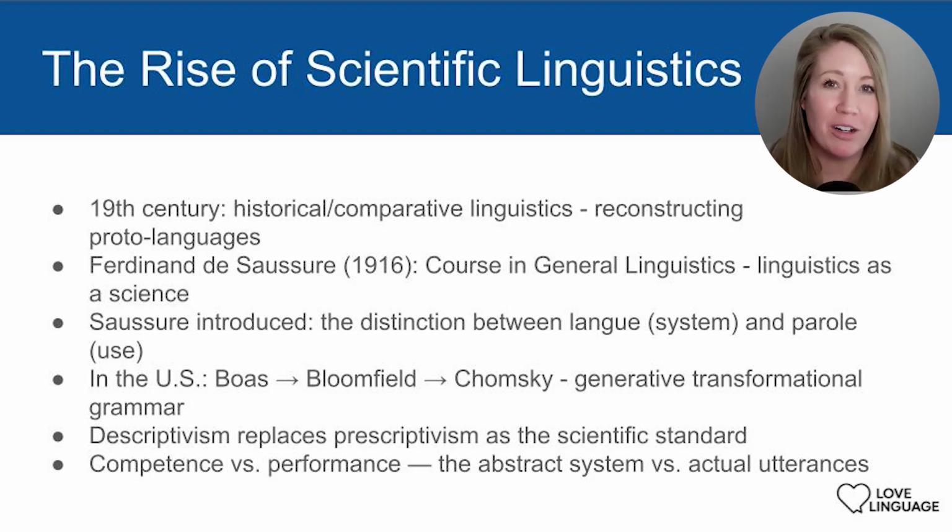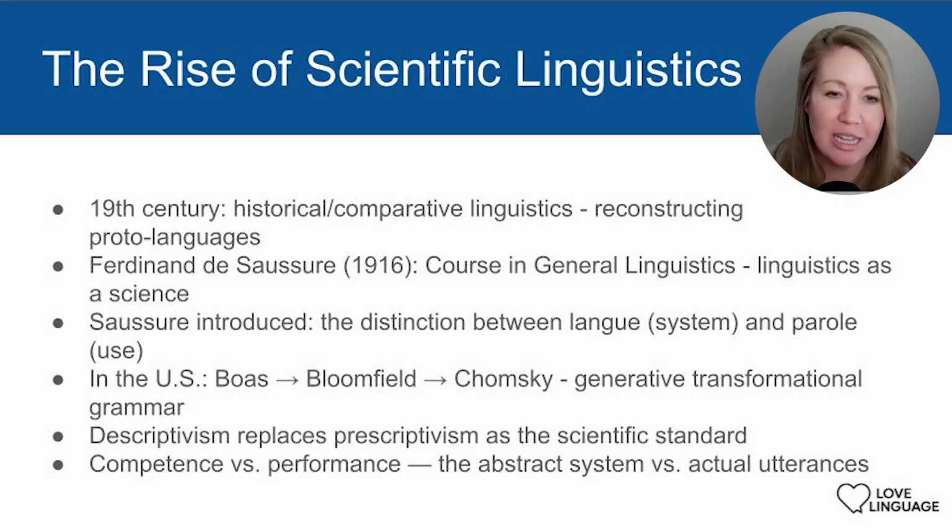So the pivotal figure for modern linguistics is Ferdinand de Saussure, whose lectures were published posthumously in 1916 as the Course in General Linguistics. And so Saussure shifted the field's focus from historical change to synchronic analysis. So studying how language functions as a complete system at a given moment in time.